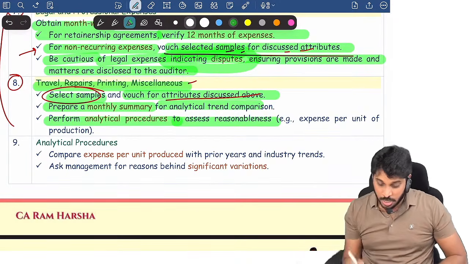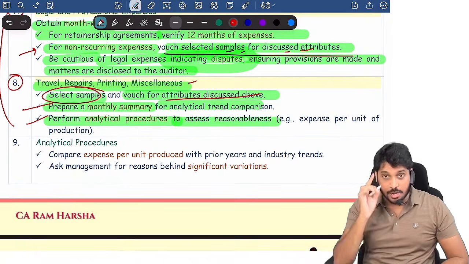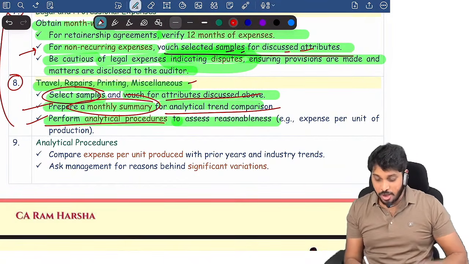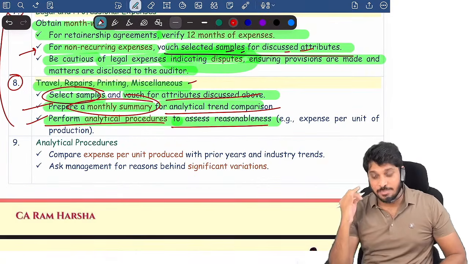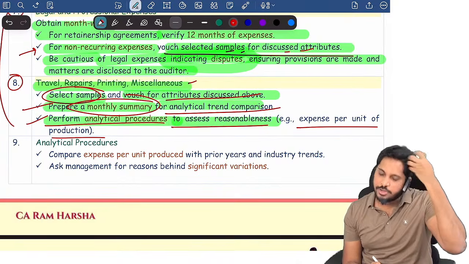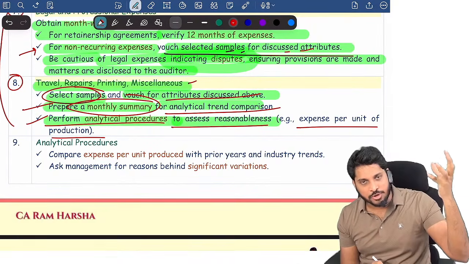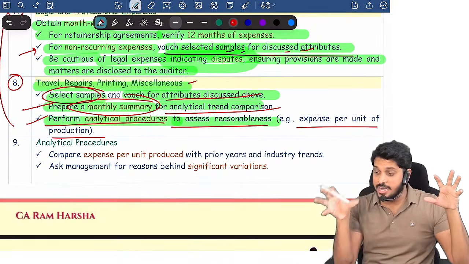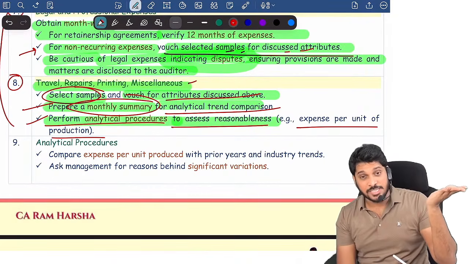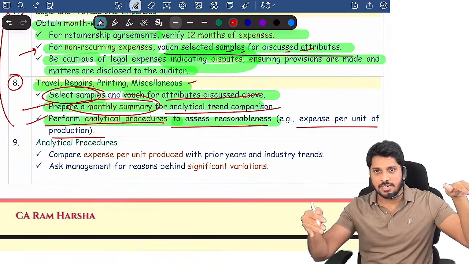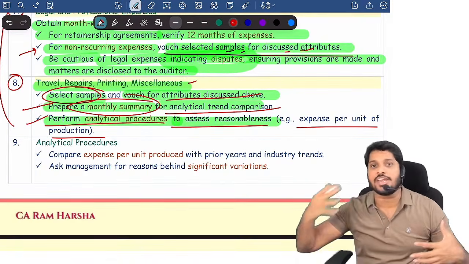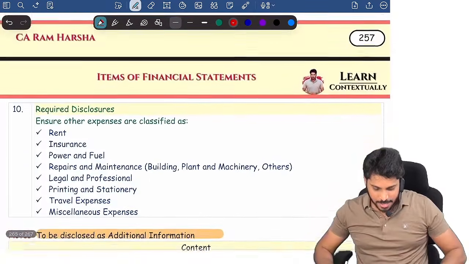Analytical procedure. So there are two analytical points. One, prepare the monthly summary and see the trend. Two, perform analytical procedure as to reasonableness. For example, how much is the travel expenditure per unit of production? Last year, how many units we produced and how much travel expenditure incurred? This year, how many units we produced, how much travel expenditure is incurred? Or last year travel expenditure as a percentage of turnover, this year travel expenditure as a percentage of turnover. You can analyze why there is a difference. You need to investigate. That's it, guys.